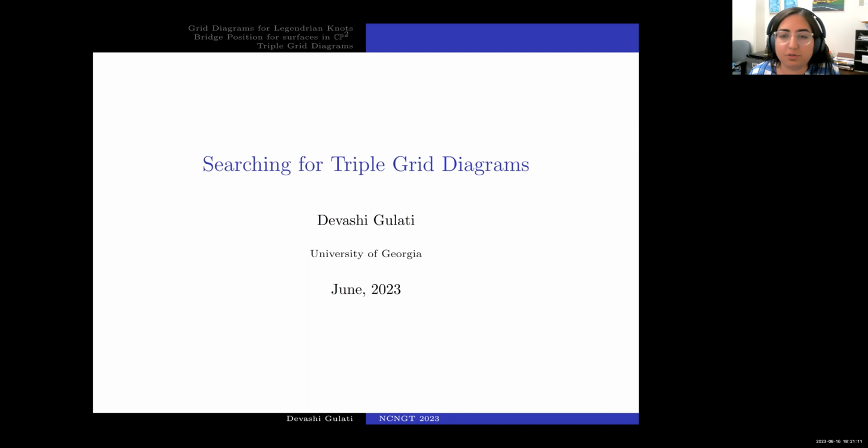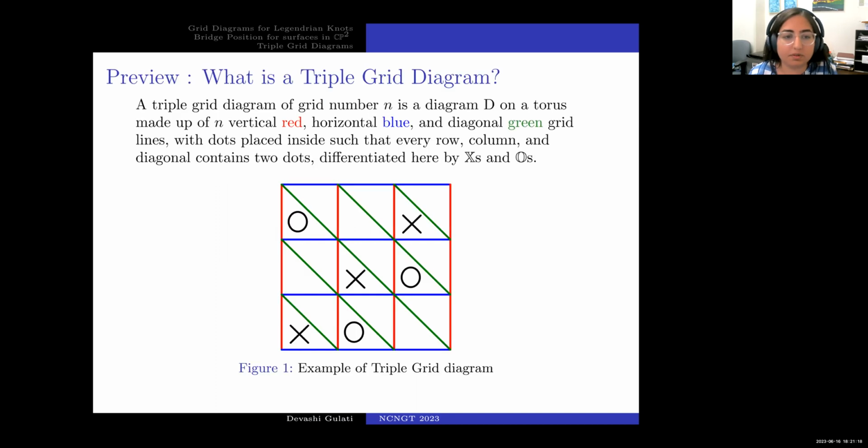This is the first part of a two-part talk where I will be focusing on the context and background for triple grid diagrams. Before I talk about the background and motivation, I want to start off by telling you what is a triple grid diagram. A triple grid diagram is a grid diagram on a torus made up of n vertical, horizontal, and diagonal grid lines with dots placed inside such that every row, column, and diagonal contains two dots, differentiated here in this example by x's and o's.